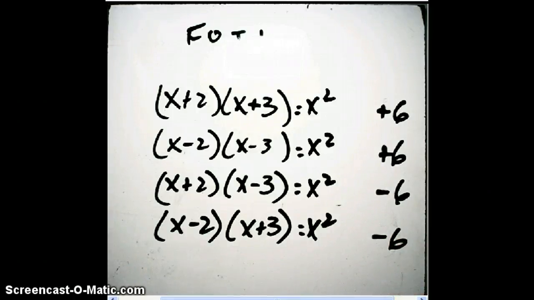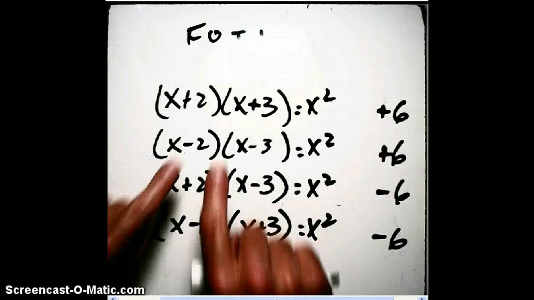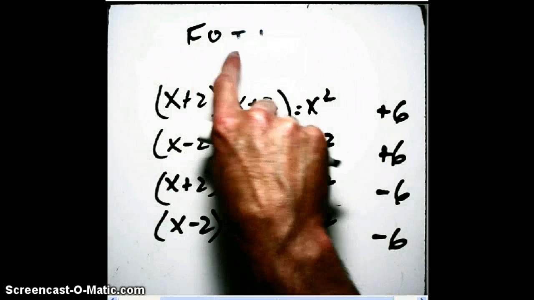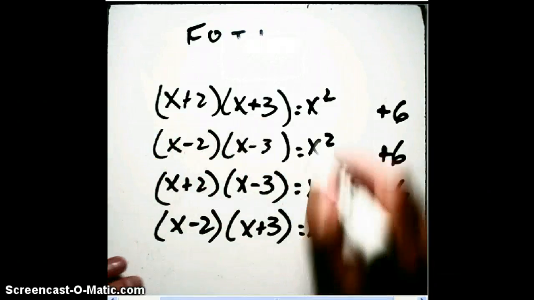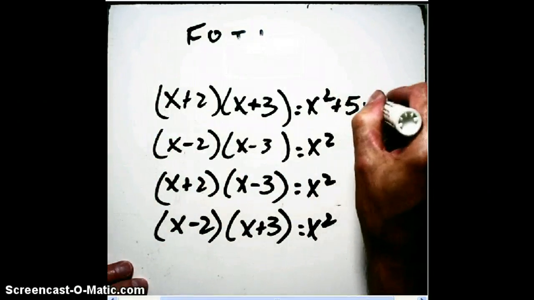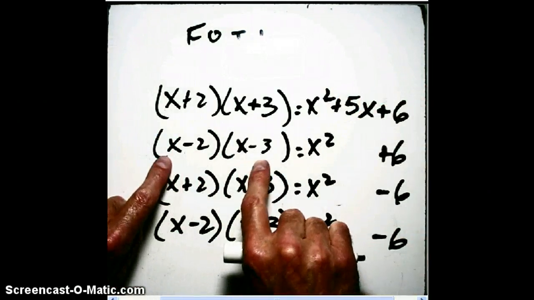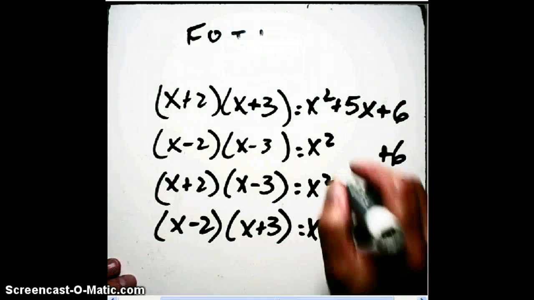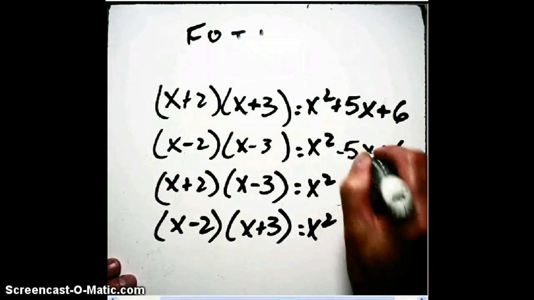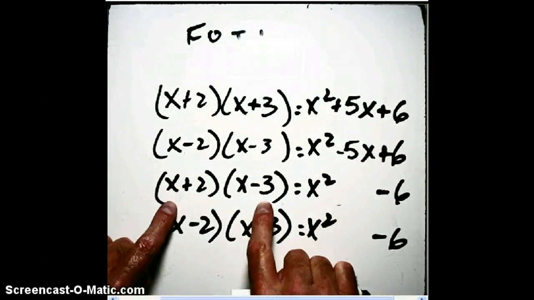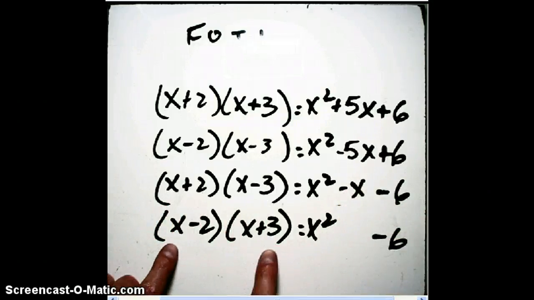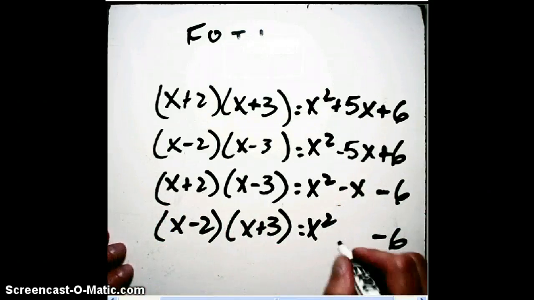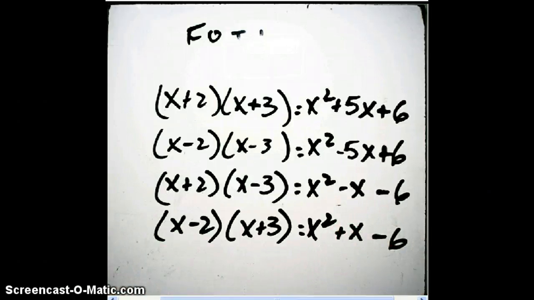Now, the key here is we're trying to find the middle term. Remember FOIL, outer and inner. We're going to have a plus 3x and a plus 2x is a plus 5x. We're going to have a negative 3x and a negative 2x adds to a negative 5x. We're going to have a negative 3x plus a 2x is just negative x. We're going to have a 3x minus 2x is just plus x. Okay, so notice this.